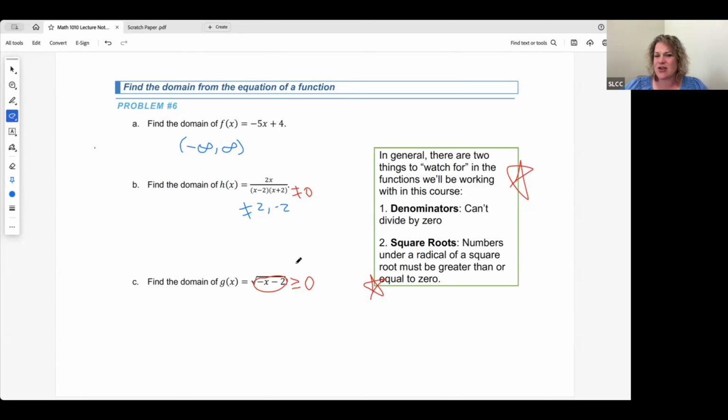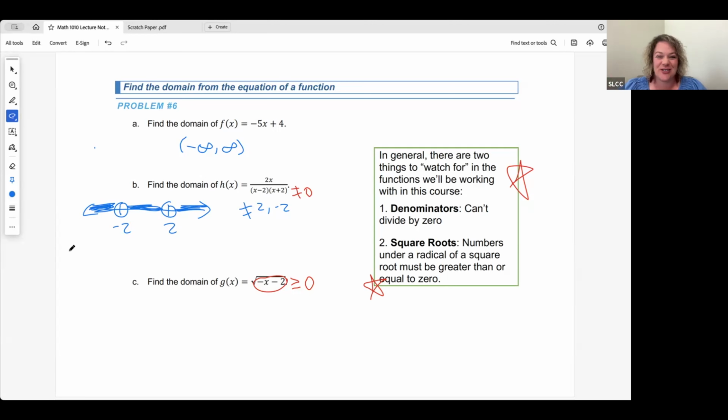A lot of students have a hard time writing this in interval notation. So if you need to, just draw yourself a number line. I know that I cannot have a value of negative 2 or 2. Everything else I can input and the function will stay true. So as you see clearly in this picture, you have three intervals to state in your interval notation. This kind of helps students.